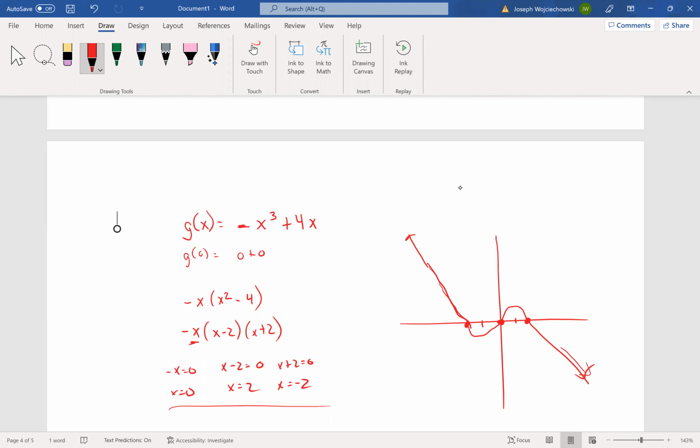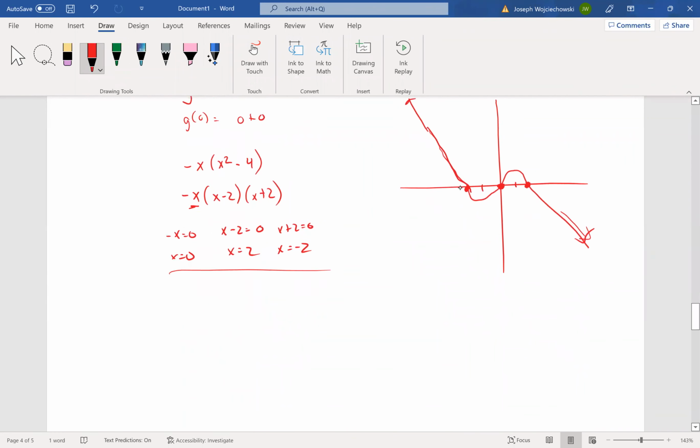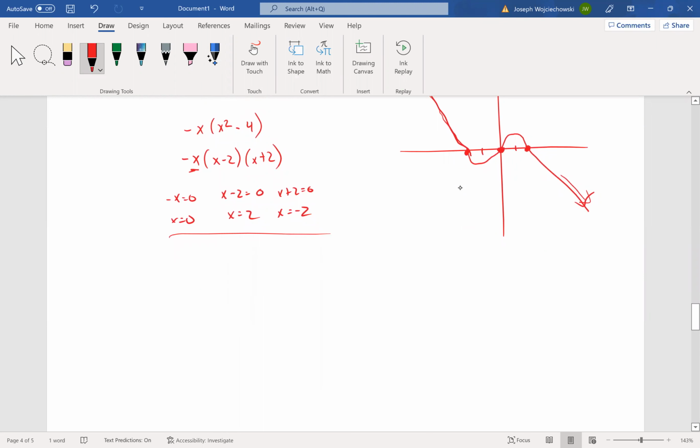We can test it for symmetry. This is an odd function. If f is an odd function, it's symmetric to the origin. Which makes sense. And so we're good. We can plot more points, but we can just leave it like that.